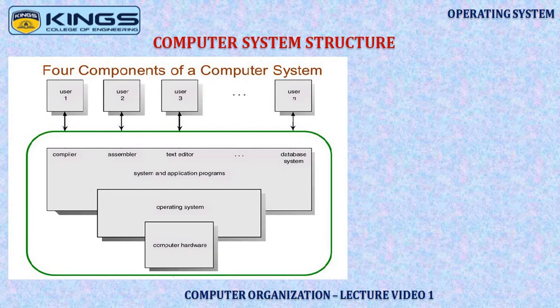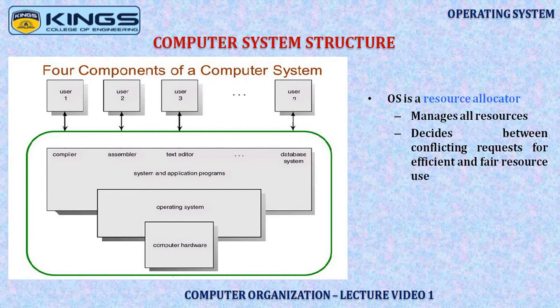From this layered organization, it is understood that the operating system is a program that manages the computer hardware. It provides a basis for the application and system programs. Operating system acts as an interface between the user and the hardware. It provides an environment for the programs to run. Operating system is thus acting as a resource allocator. It is managing all the resources of the computer system.